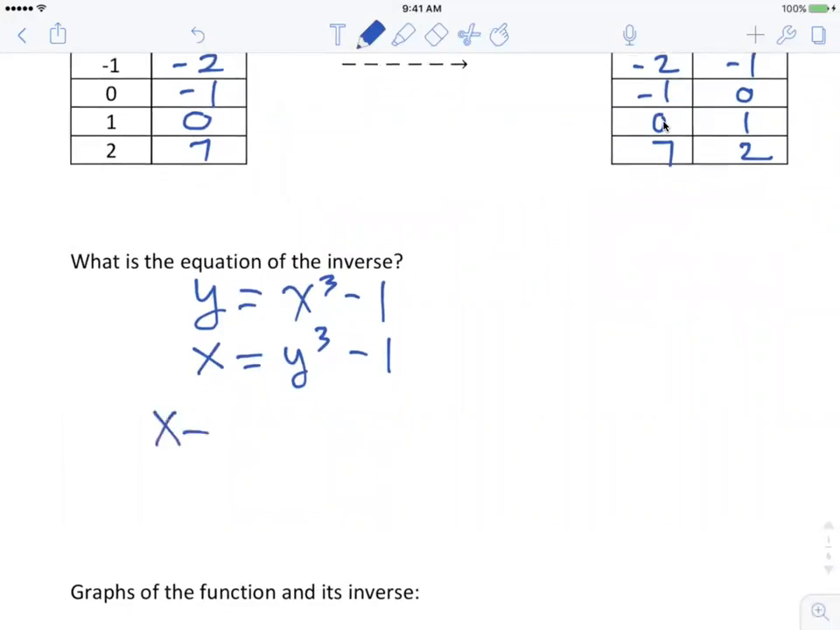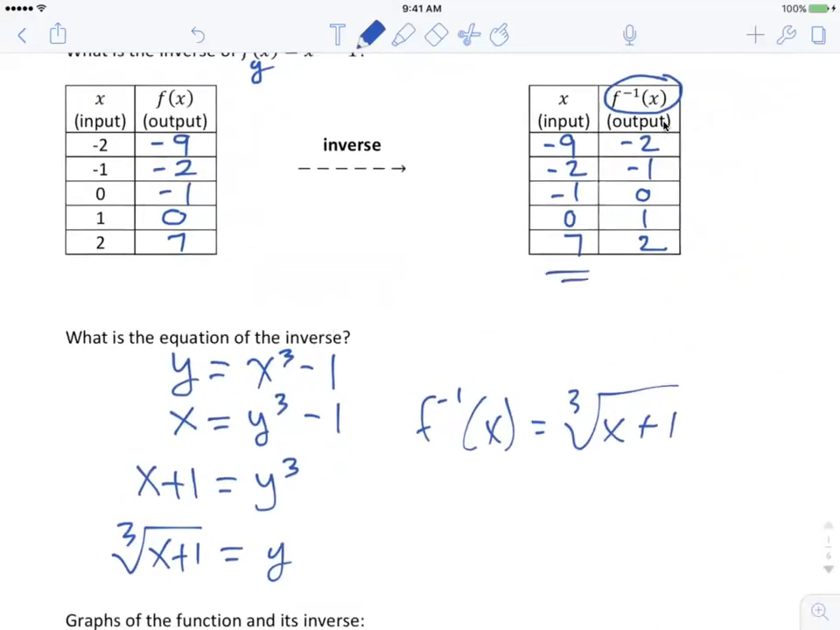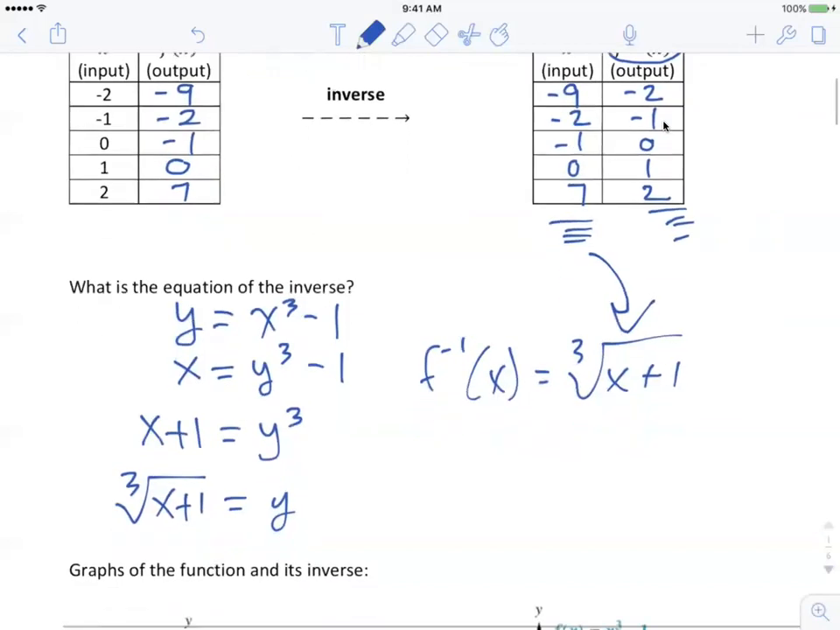So you would add 1 to both sides, which you would end up with this, right? And then to get y by itself, you would cube root both sides, right? So cube root of x plus 1 would equal y. And there would be your function. And then typically what you do is replace y with the new notation. f inverse of x is the cube root of x plus 1. Okay, and you could verify then if you plugged in these values into that x, those would be your outputs, right? Okay, so there's your little history lesson, or review, on inverses.